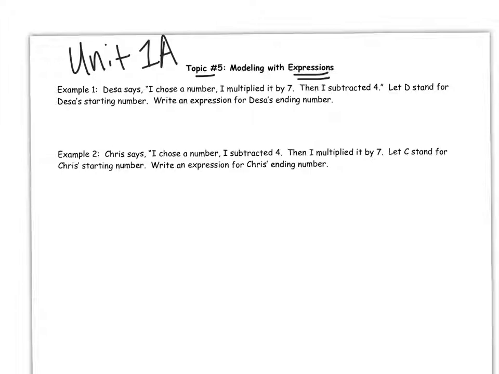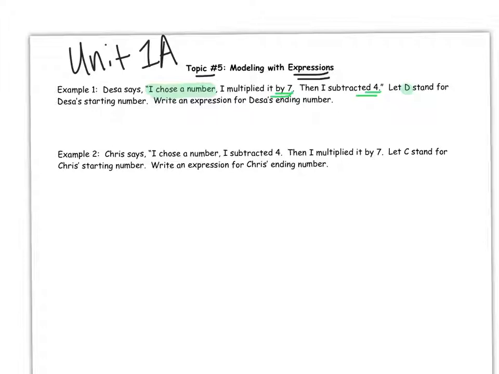The key thing I want you to recognize here is that it says, I chose a number. That's the only thing. It says, I chose a number, any number. We don't know what number Dessa chose. That is why we need a variable to represent that number, because I don't know what it is. Every other part of this problem, we were given details. Multiplied by 7, subtracted 4. The only part that's unknown is what number did Dessa start with.